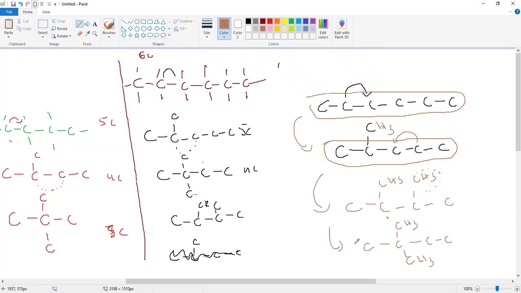So here, you can still see a 4 carbon chain, but the second carbon has the 2 methyl groups. But in the previous one, you can see that's also a 4 carbon chain, but the second carbon and third carbon each have a methyl. So I hope you're spotting the differences. Okay. So these are chain isomers.